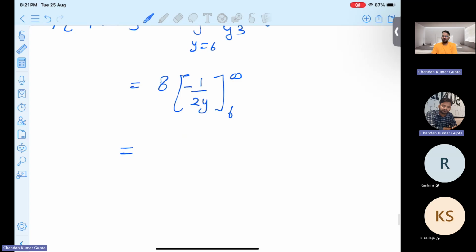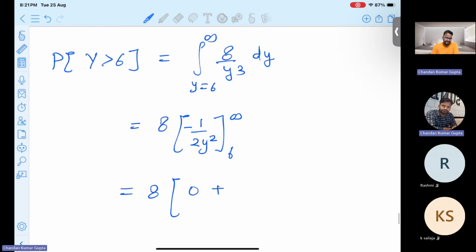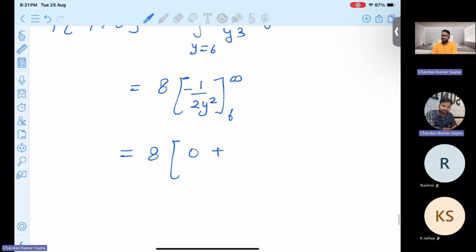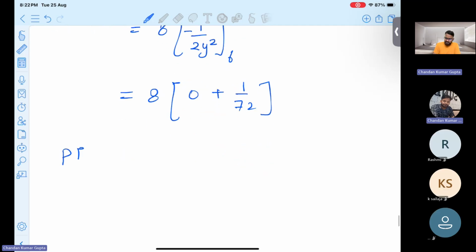And it can be solved like this: 8 is there. When you take the value infinity, it comes out to be 0. I'm putting directly 0. Here it's plus. It's okay, I have made one mistake. It's not y, it's y square actually. So the next is 1 upon 2 into 6 square, which comes out to be 1 by 72. So the probability that y is greater than 6 is nothing but 8 by 72, which comes out to be 1 by 9.